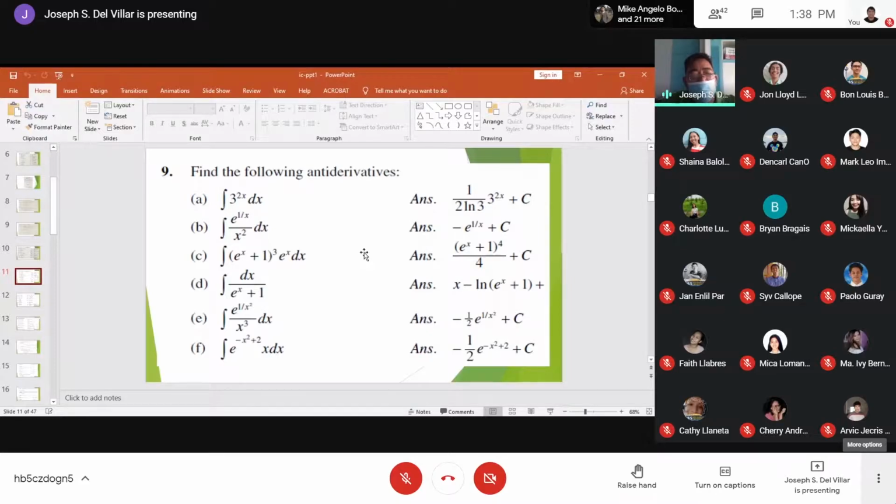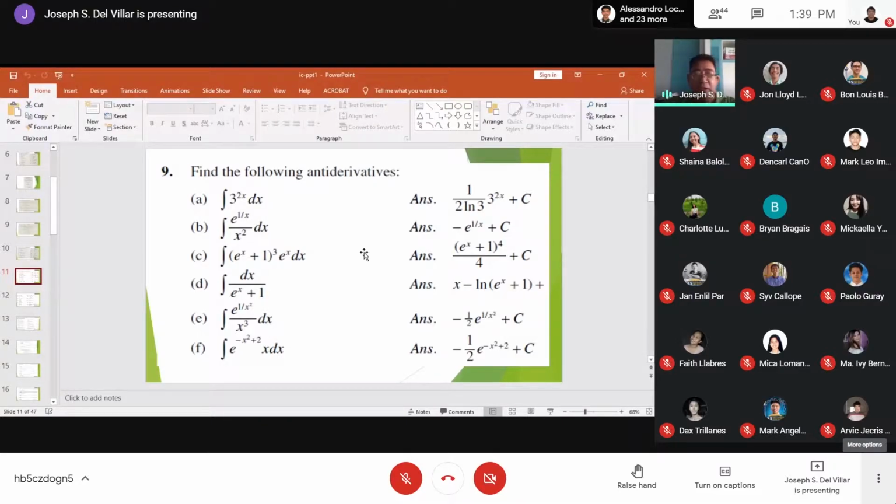Okay, the integral of 3 to the 2x dx. The constant here is 3, and a here is 3. And u here is 2x. So we need to define the differential of 2x. So it should be 2dx, right? But the given is only dx. So in the absence of 2, we put 2 and we balance that by 1/2 behind.